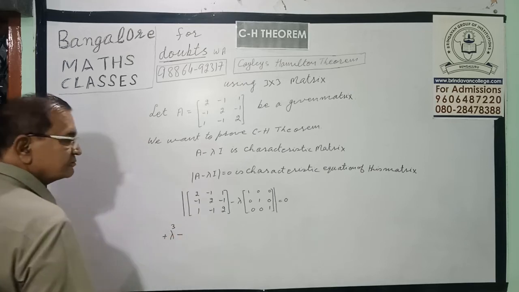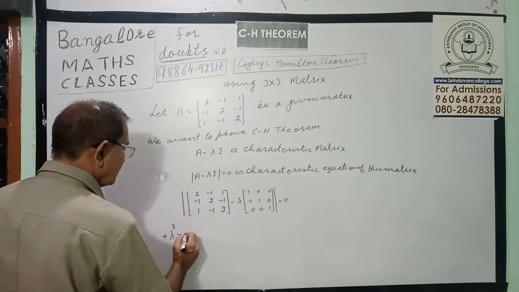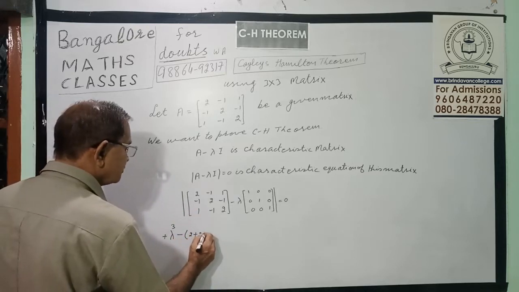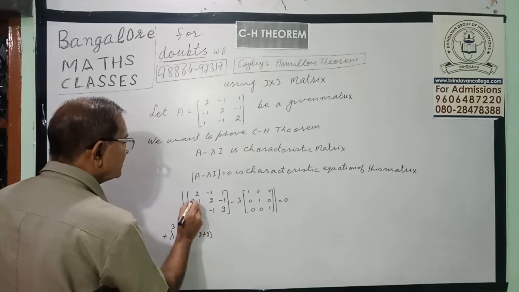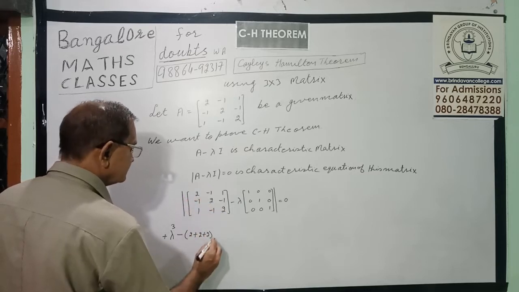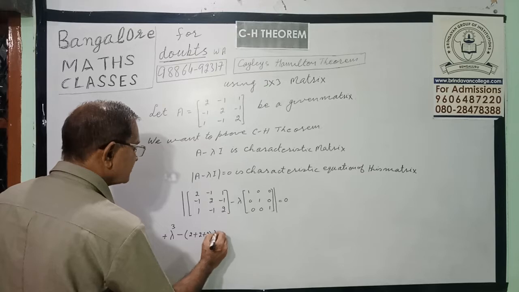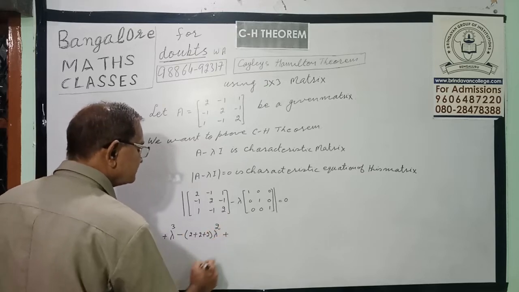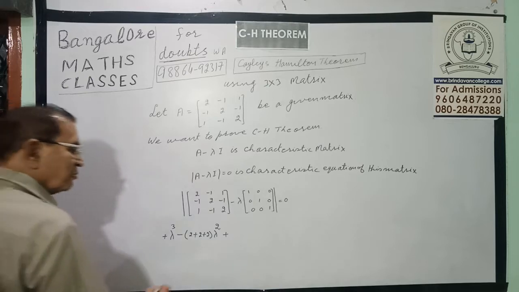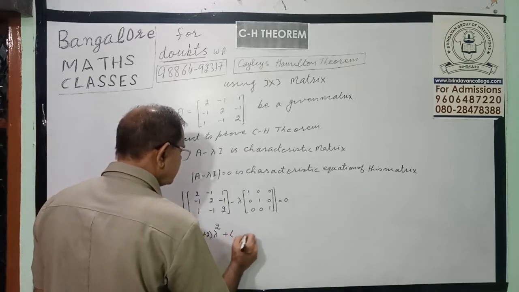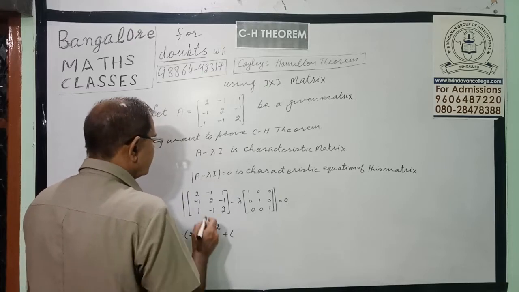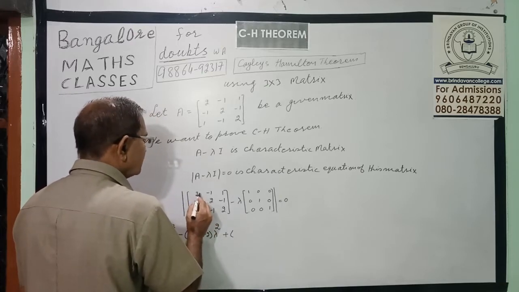Then negative. Add the diagonals: 2 plus 2 plus 2. Add the diagonals, times lambda square. Then alternate sign, positive: the minors of the diagonal. See here, this is 2. Cut this row, cut this column.